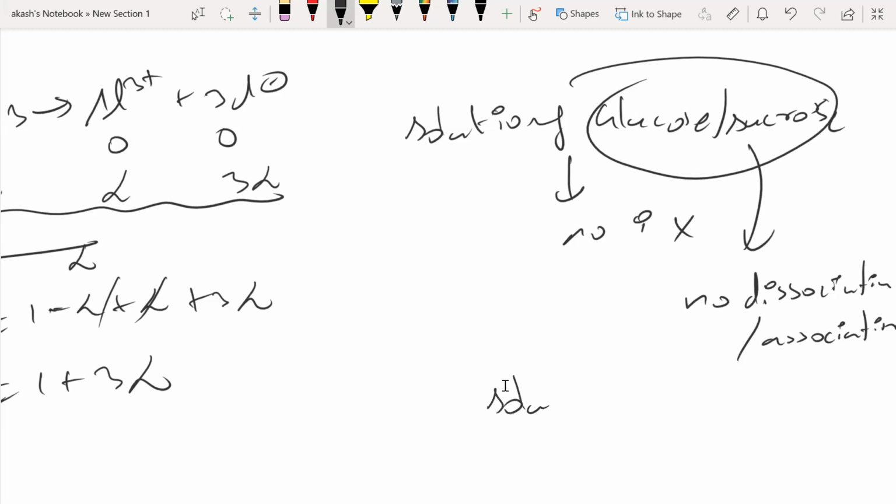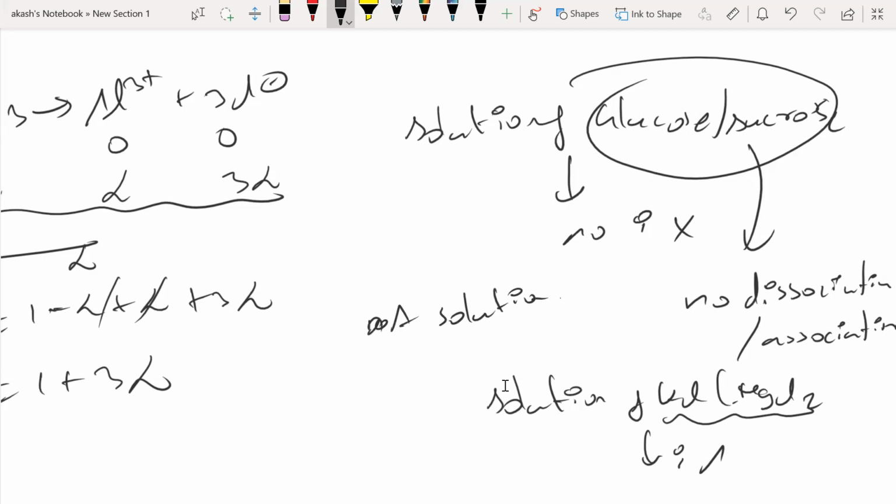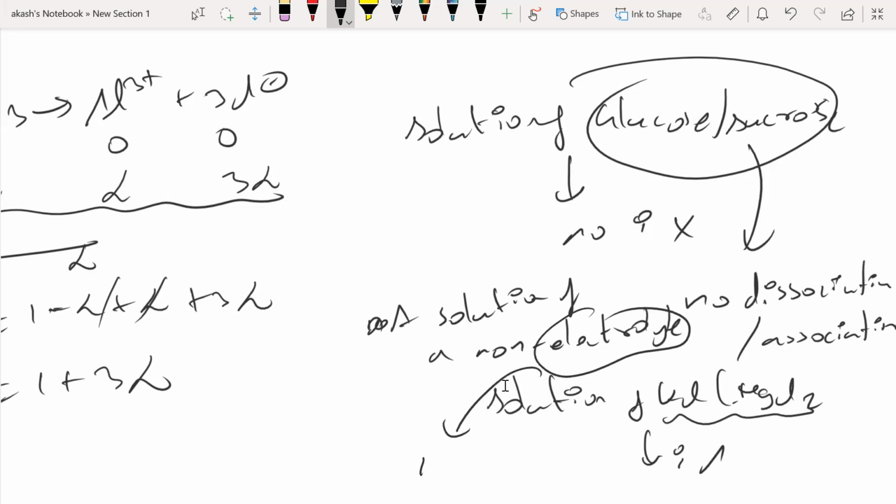Right, but say if they give a solution of KCl or MgCl2, something like that. You know these are capable of undergoing dissociation, so definitely in this case the i value has to be used. Or they will tell you a non-electrolyte. An electrolyte is something which can give me ions, obviously by dissociation. But when I tell you a non-electrolyte, again you don't have to use the i value here. So I have to look at the question very carefully. Depending on what solute is present, you will decide whether the i value has to be used or not.